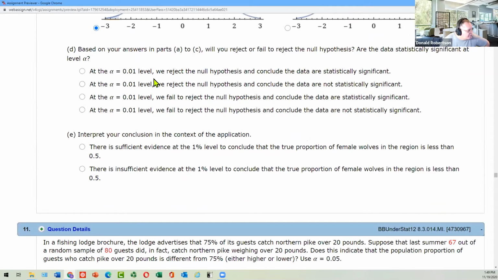Do we reject it at that level? The answer is yes, because it's so tiny that you do that. It's less than 0.01 in this case, which makes it that guy, which makes it that guy. That is how quick that question could be done once you get up to speed.